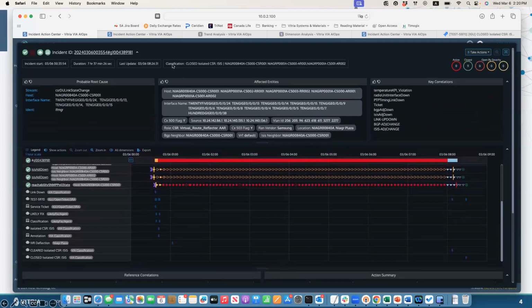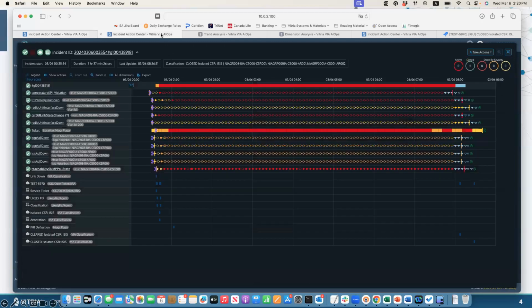For the purpose of the demo, I am going to drill a little bit into the timeline for the incident. So within the timeline of the incident, what we can see is initially there was a temperature KPI violation. So this means that the CSR was operating outside of the optimal temperature for that particular piece of equipment.